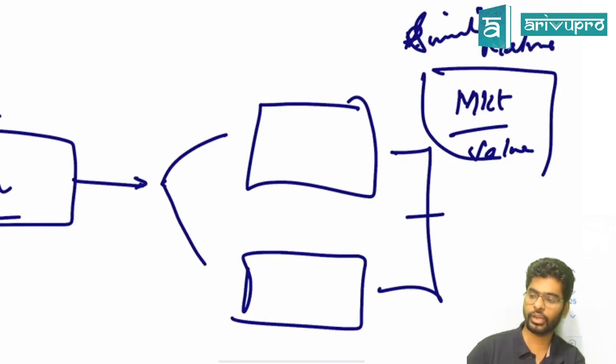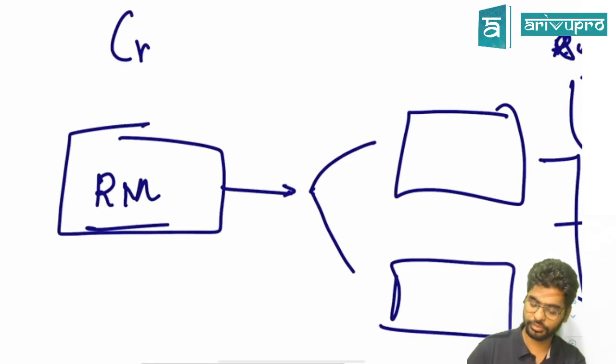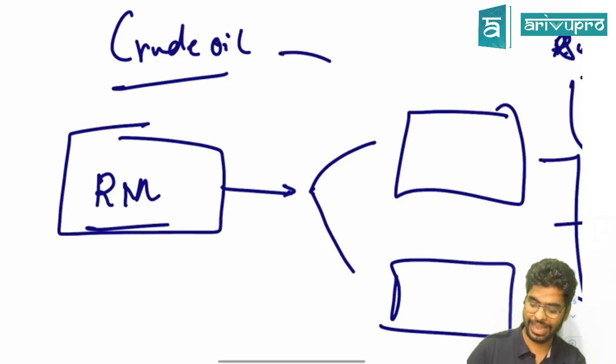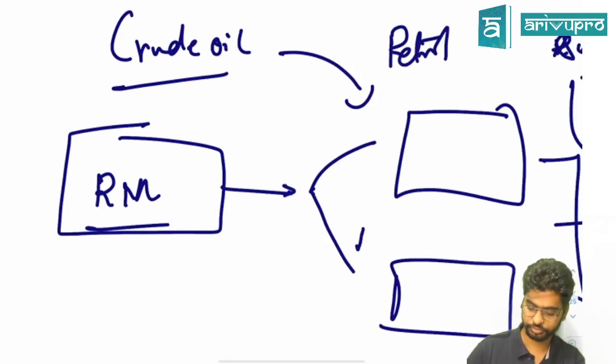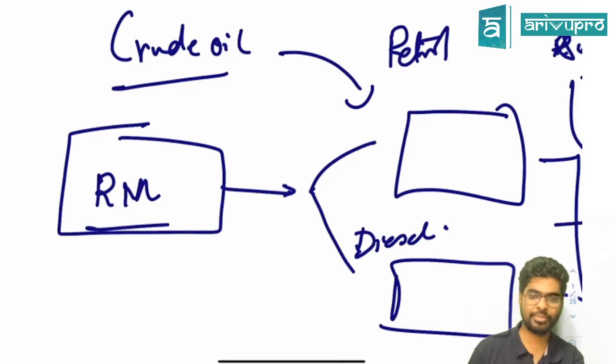Now let's say I'm talking about crude oil. You know that crude oil is actually a raw material for both petrol as well as diesel, and both of them come from the same raw material, and both of them have a very similar marketplace.